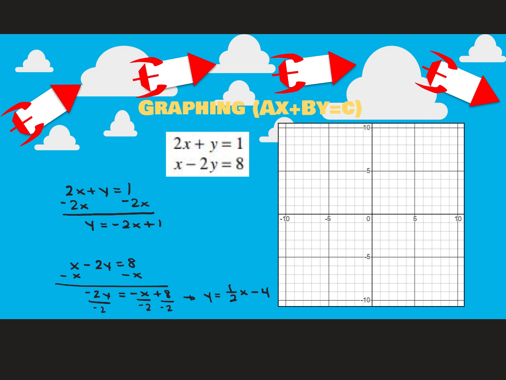Again, I'll denote them. So my first one is going to be red, starting at +1, going down 2 over 1, up 2 over 1 to finish out the rest of my graph. Then I'm going to attempt to draw a straight line. It's going to be kind of crooked. A little bit better. All right, changing my color to blue, starting at -4. We're going to go up 1 over 2.